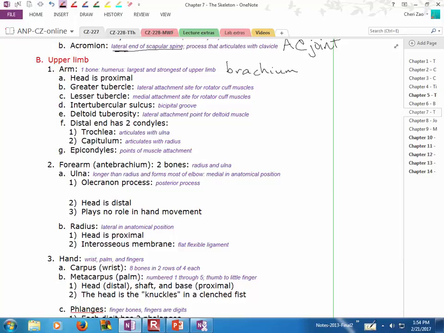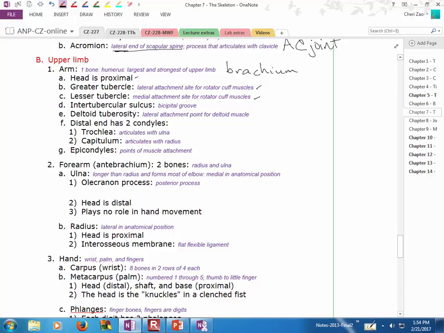Right along with the brachial bone. Okay. Now, with our humerus, the head is proximal, so that means up here, associated with the girdle. We have two tubercles. We have the greater tubercle, which is laterally placed, and the lesser tubercle, which is medially placed. And indeed, these are important attachment sites for rotator cuff muscles.